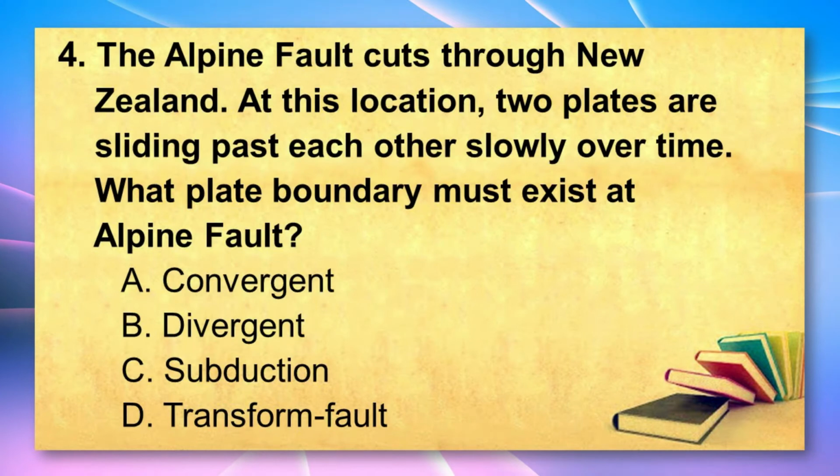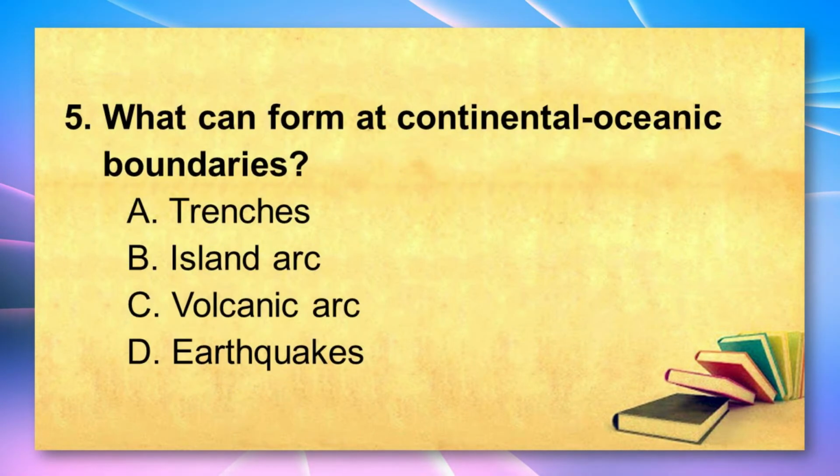4. The Alpine Fault cuts through New Zealand. At this location, two plates are sliding past each other slowly over time. What plate boundary must exist at Alpine Fault? A. Convergent. B. Divergent. C. Subduction. D. Transform fault. 5. What can form at continental oceanic boundaries? A. Trenches. B. Island arc. C. Volcanic arc. D. Earthquakes.